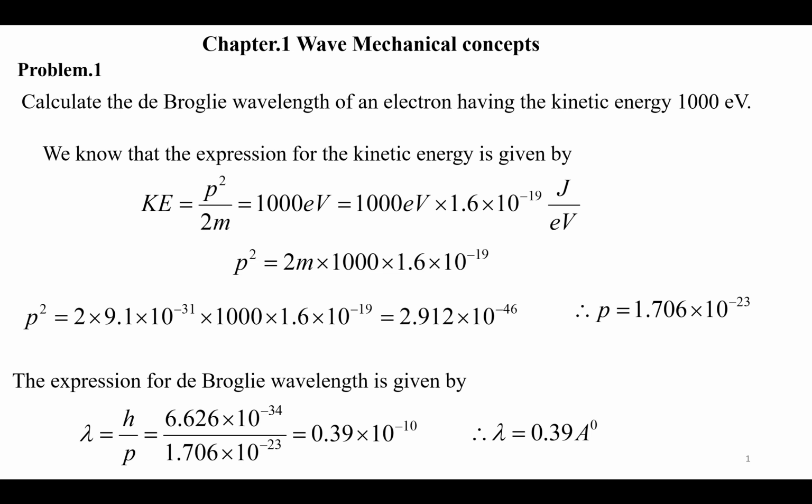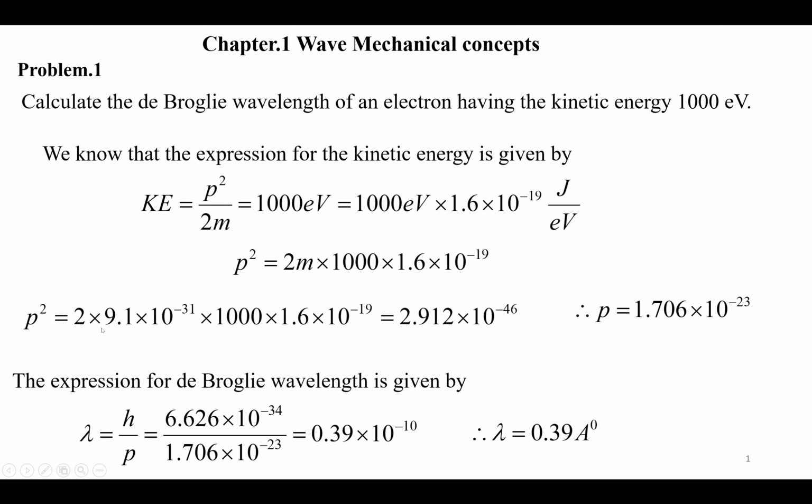We know that the expression for the kinetic energy classically is given by kinetic energy equals P squared by 2m, which is given as 1000 electron volt. We will convert it into joules by multiplying with 1.6 into 10 power minus 19. So we will get P squared, cross multiplying with 2m, P squared equals 2m multiplied by 1000 multiplied by 1.6 into 10 power minus 19.